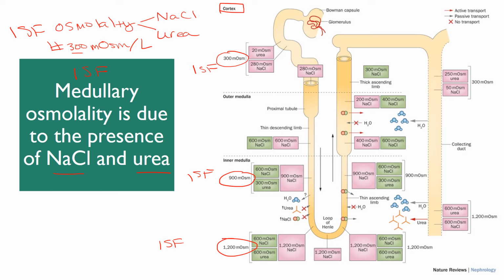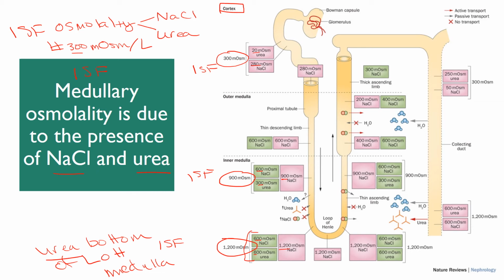But this 1200 is actually half sodium chloride and half urea. So that's why there's 600 plus 600, that equals 1200. Up here, the 600 is from sodium chloride and 300 from urea, and that's how you get 900. And then at the top, it is mostly from sodium chloride, and the rest is from urea. So what that means is the most urea is at the bottom of the loop of Henle, in the medulla. The innermost portion of the medulla is where the most urea is found.